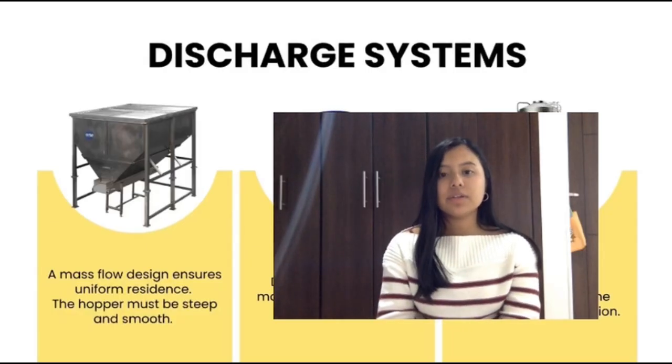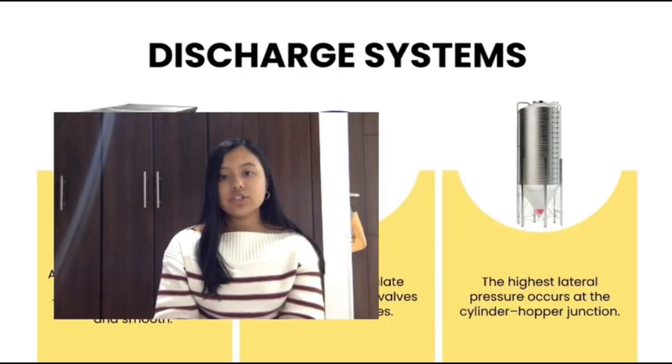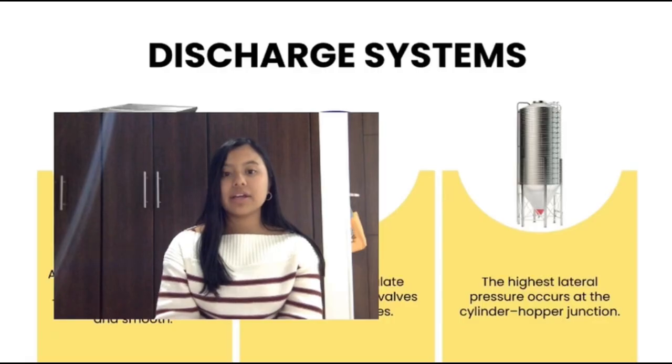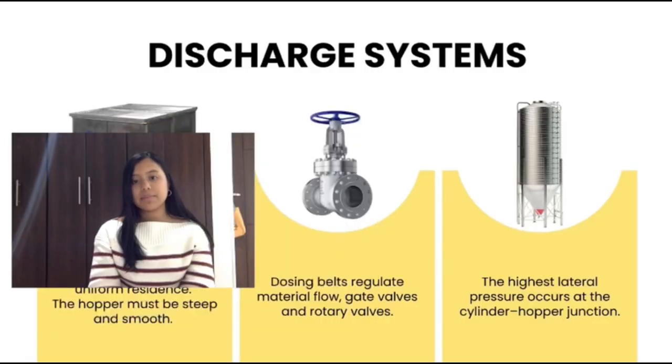Discharge system. The hopper designs must ensure a uniform flow and avoid clogging. It should be steep and smooth. A higher hopper reduces structural pressure but slows discharge. Feeders control the flow. Guillotine valves regulate or stop the passage, and rotary valves are installed under dust collectors.